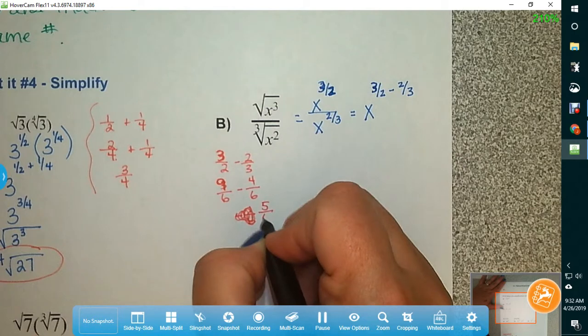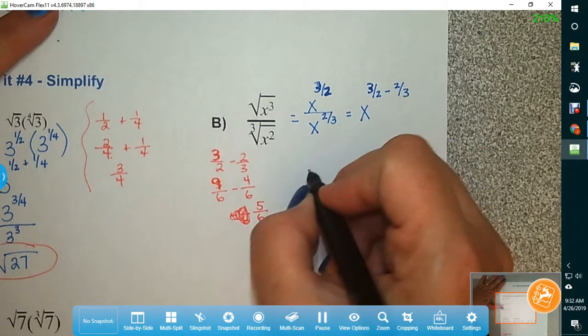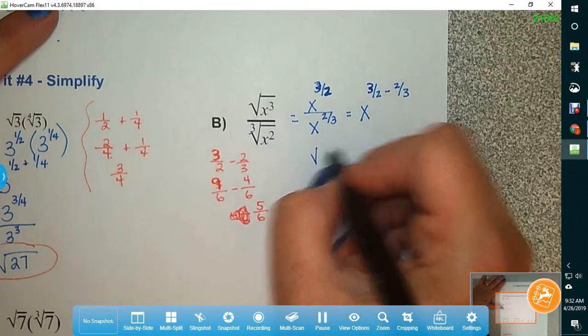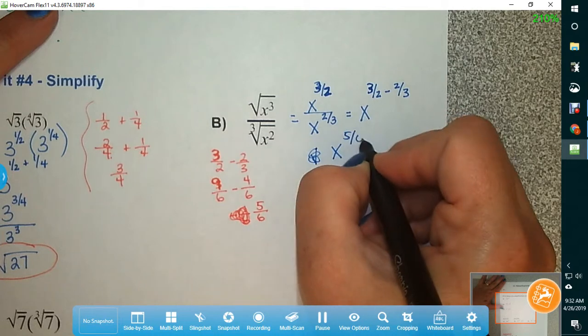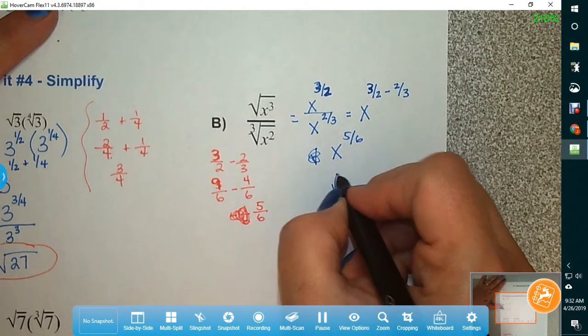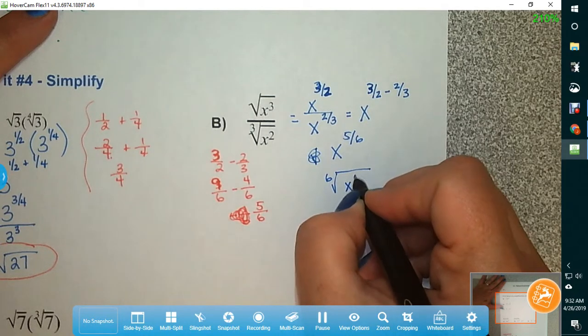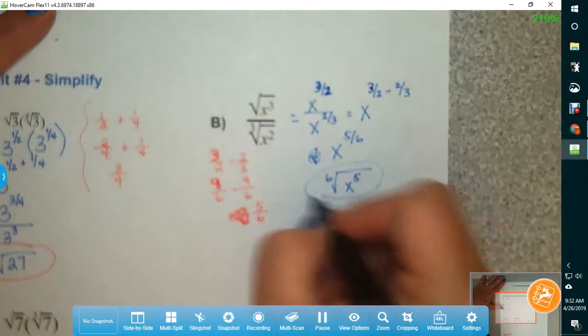So I end up with 5 over 6. Well, that takes care of my negative problem. So yeah, we had a little bit of an issue, but it works out better for us in the long run. So my answer, well, let's try this first. It's going to be x to the 5 over 6. Put it back in radical form, and it's the 6th root of x to the 5th. There's your answer.